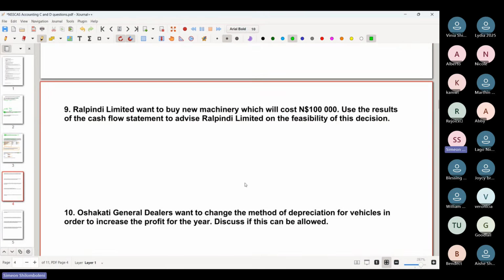We move to the next one. Rapidi Limited wants to buy a new machinery, which will cost 100,000. Use the results of the cash flow statement to advise Rapidi on the feasibility of this decision.